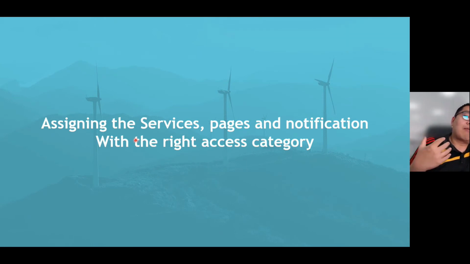Like I previously mentioned, when you create the access category on the admin page and then assign it to different roles, that doesn't mean anything until you specifically tie it to different services, pages, and notifications in the app itself. So we'll run through the steps on doing that.